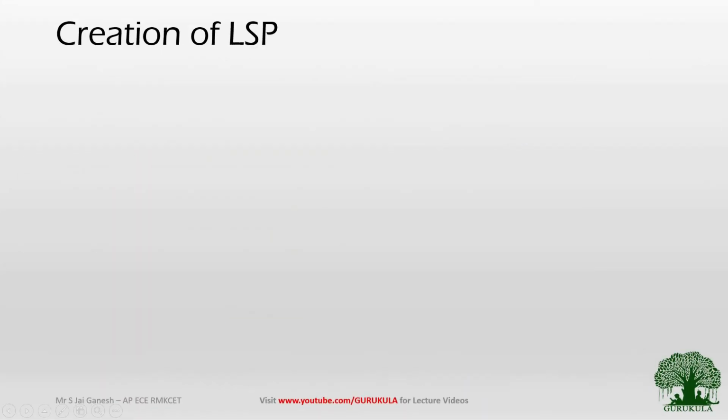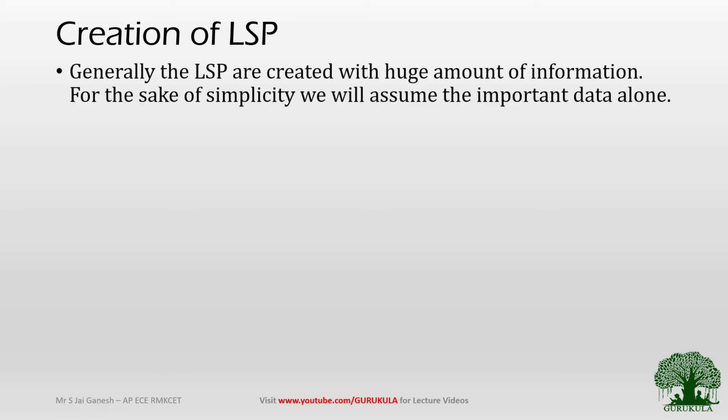Our first step is creation of LSP. Generally the LSPs are created with a huge amount of information in them. But in this video, for the sake of simplicity, we will just assume that the LSPs are created with a minimum and important amount of data. There are 4 important pieces of information that each and every LSP will have: node identity, list of links, sequence number, and then the age.